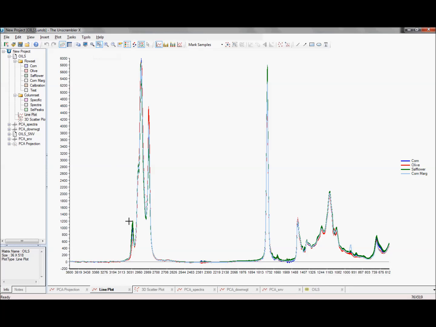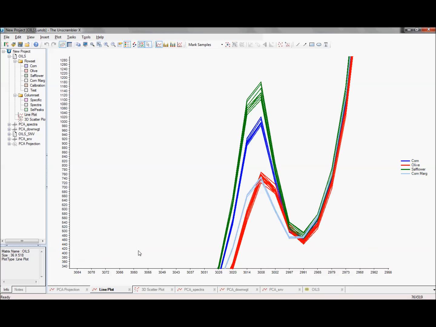However, if we zoom in on one of the smaller peaks, such as this one around 3008, this represents the cis double bond stretching on the fatty acid chains. And we see here that this is clearly distinguishing between the individual groups.